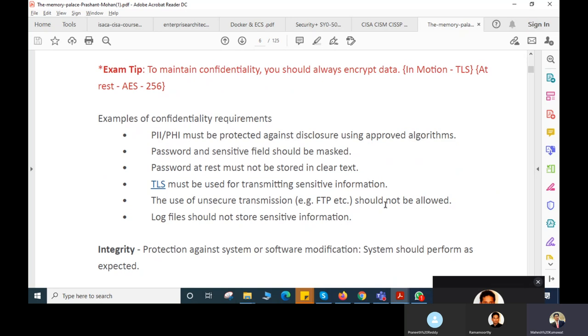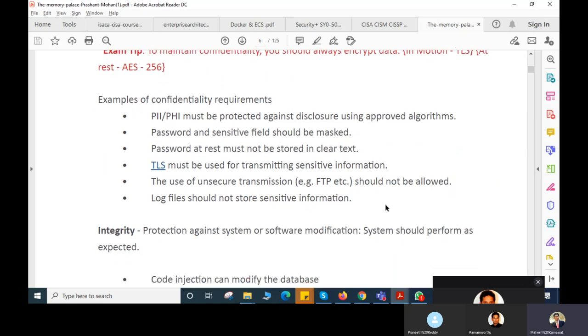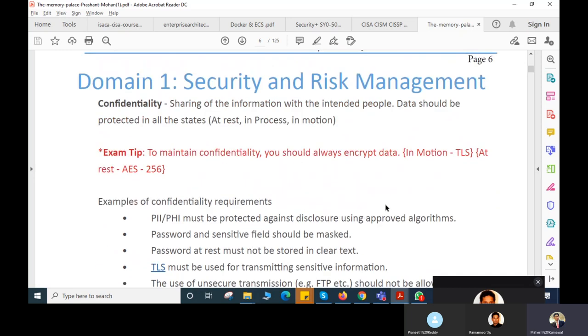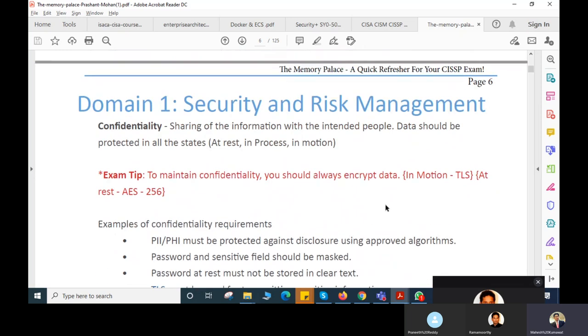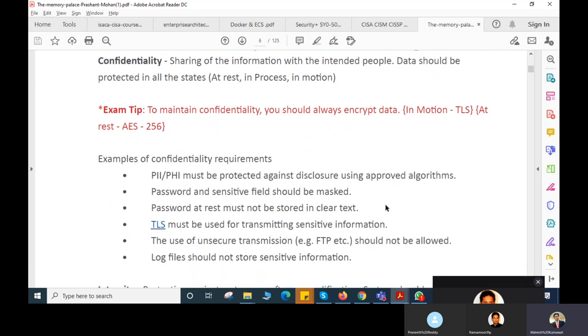If you want to store information in log files, you need to store it in a specific place. So these are some examples about confidentiality. I hope you understand: you share your information with the intended people, and data should be protected in all states.